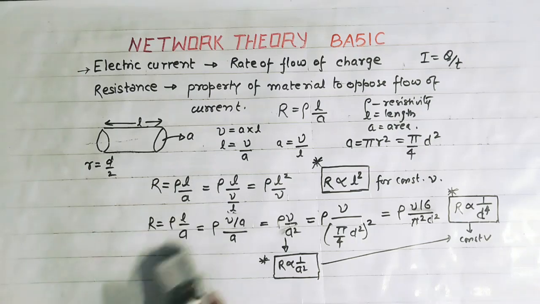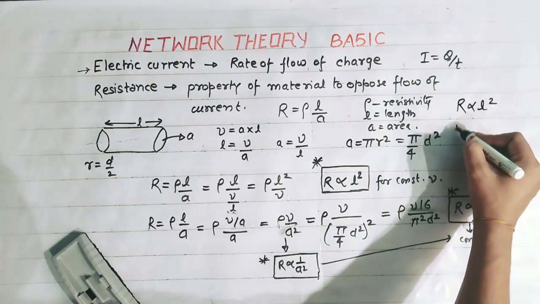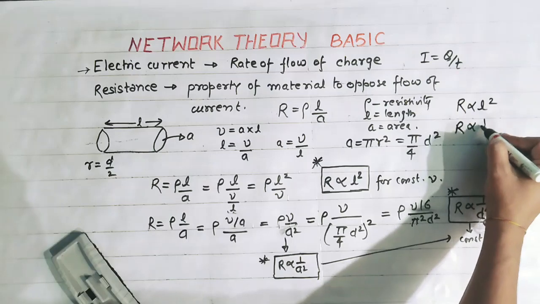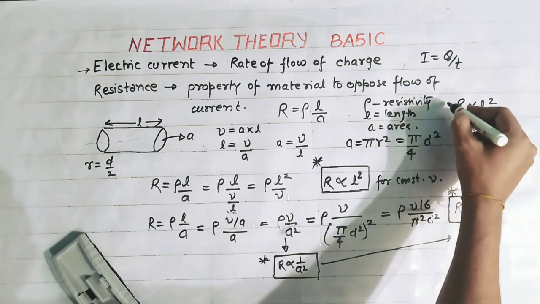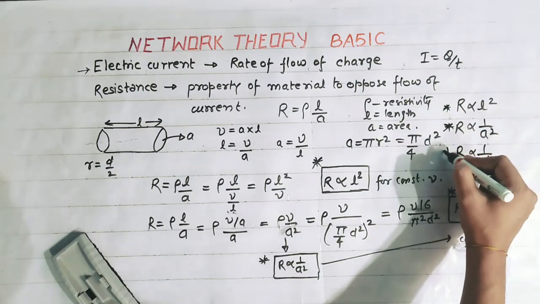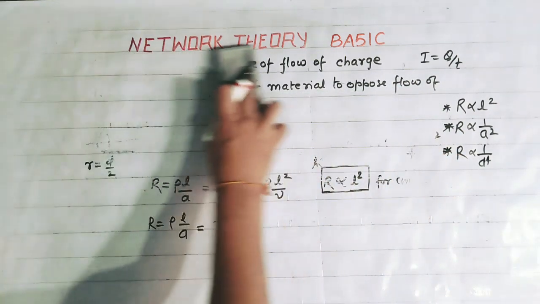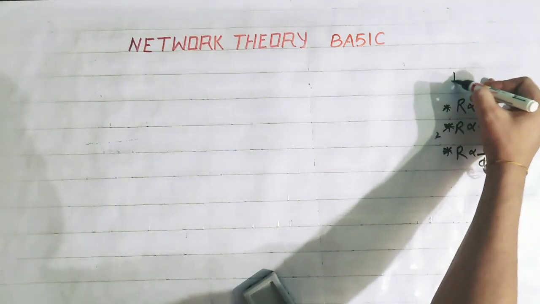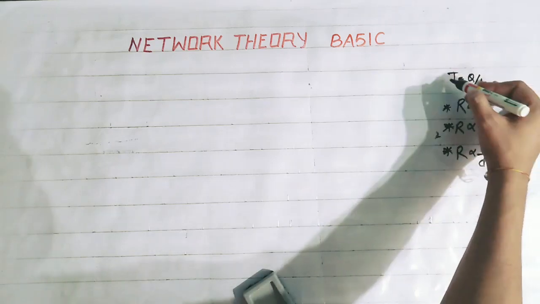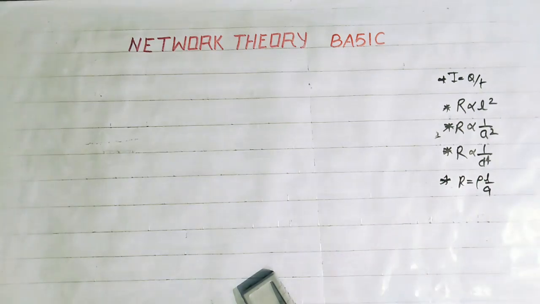Now can I remove this? I will write the relations as R is directly proportional to L square, R is directly proportional to 1 by A square, R is directly proportional to 1 by D to the power 4. Okay, so we get these important relations. So we get these 5 important formulas.